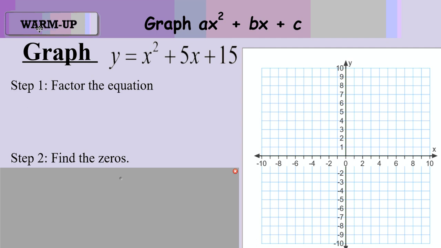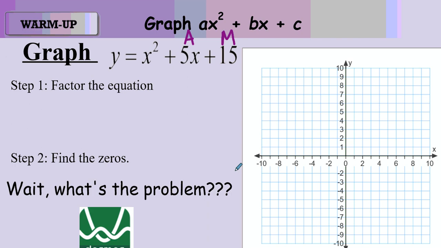Okay, what you would have tried at first is, because there's no number out front, regular old factoring: what multiplies to be the last term and adds to be the middle term. What numbers multiply to be 15 and add up to be 5? You might have struggled, because there are no such numbers. 1 and 15 add up to 16, and 3 and 5 add up to 8. So there's an issue going on.